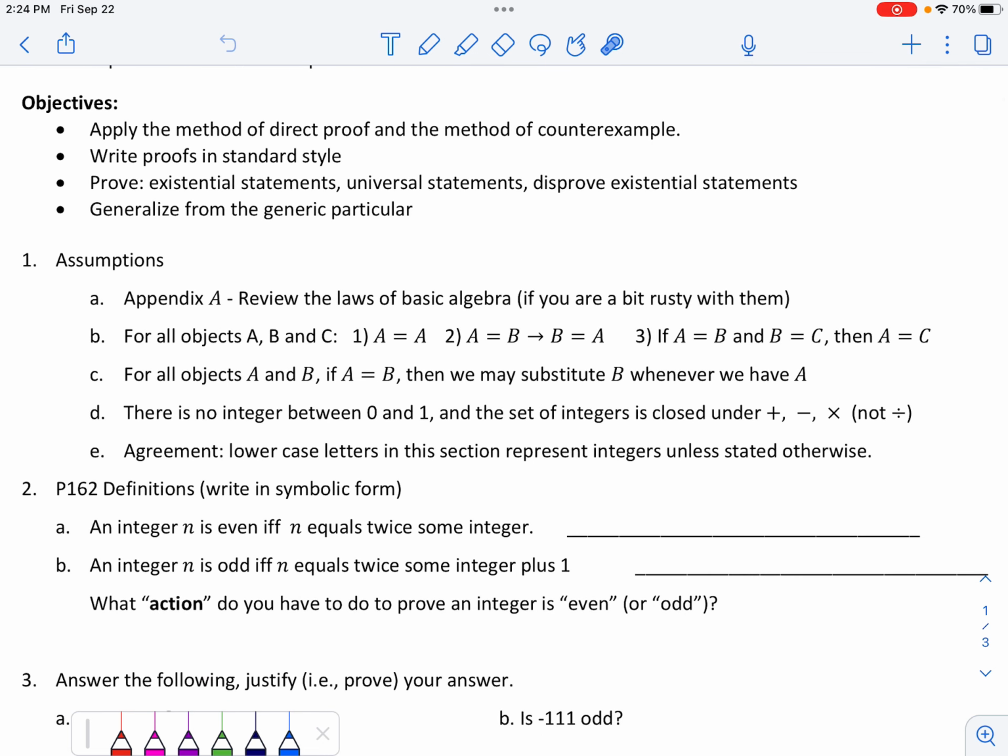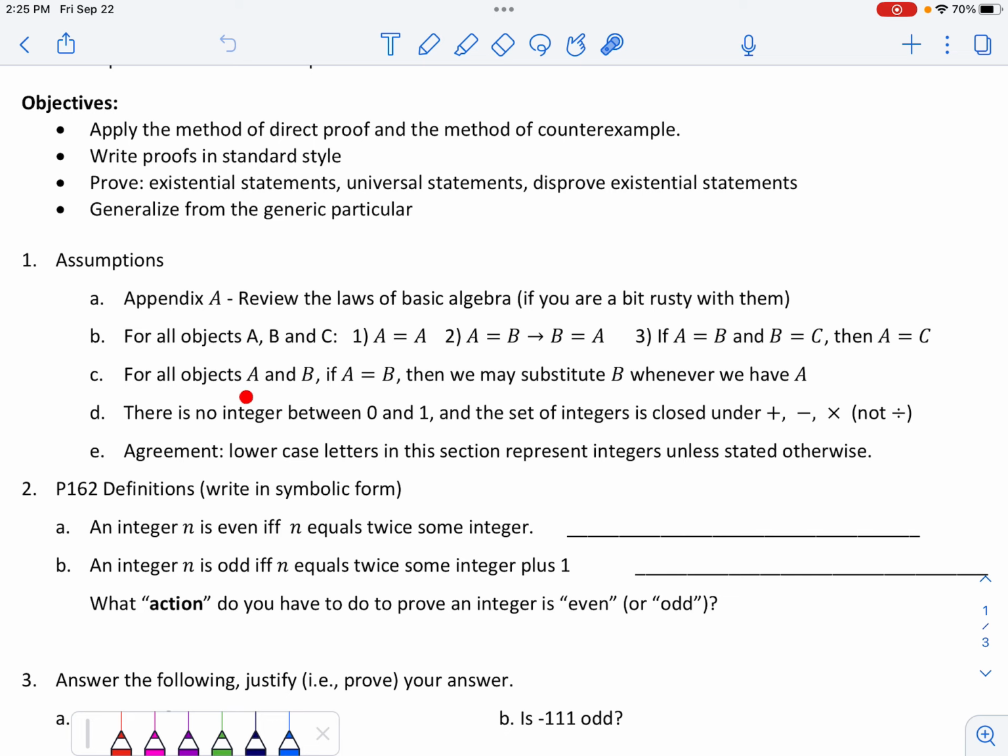First of all, we have to make some assumptions. Please review Appendix A. Those are the basic algebra laws that you should be familiar with, so quickly skim through all the laws listed in Appendix A. Second, we are going to assume that for all objects A, B, C, A is the same as A. If A equals B, then we can conclude that B equals A. And if A equals B and B equals C, then we conclude that A equals C. Those are the fundamental rules that we have to agree upon. We don't prove those, we assume they're true.